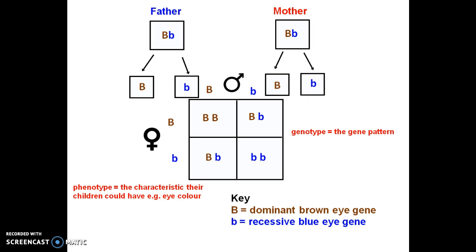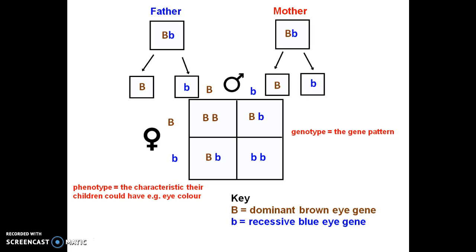So for every characteristic that we have, in this case eye colour, it could be hair colour, it could be whether our hair's curly, it could be whether our tongue rolls, then we pick up a gene pattern from our parents or pass down from our parents. The gene pattern we have is our genotype. The phenotype is the characteristic that the children actually show. So that's more the physical thing that you see in the child.